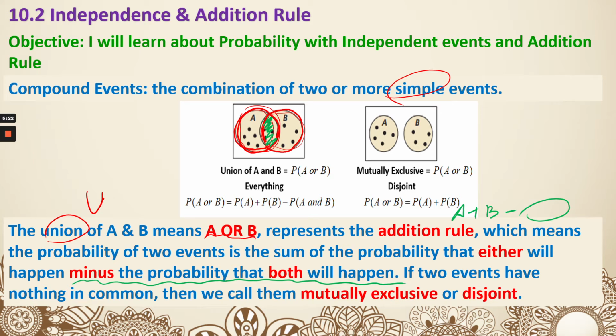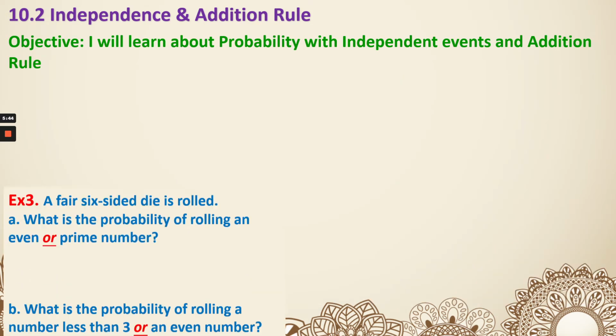Two events have nothing in common, and we call them mutually exclusive or disjoint. So that's the situation right here. If they don't actually share anything, there's no intersection, and we just call it mutually exclusive. As for the calculation, that just means this middle part that they share is actually a 0, which still just means A plus B. Now let's have a look at some examples.